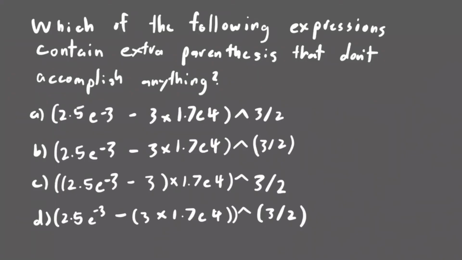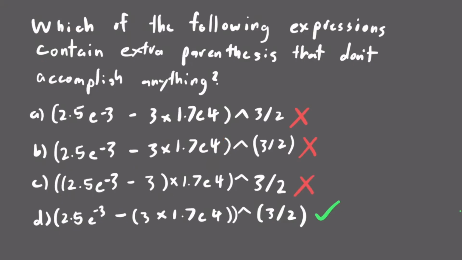Speaking of which, which of the following expressions contain extra parentheses that don't accomplish anything? Right. The one set of parentheses in A applies the exponent to both terms of the expression, whereas otherwise it would only apply to the 3 times 1.7e4. In B, the same set of useful parentheses in A is used, but there's also a set of parentheses around the 3 divided by 2, transforming the exponent from a power of 3 to a power of 1.5. C is similar to A as well, but this time with the parentheses around 2.5e-3 minus 3. This multiplies both the 3 and the 2.5e-3 by 1.7e4, which wasn't the case beforehand.